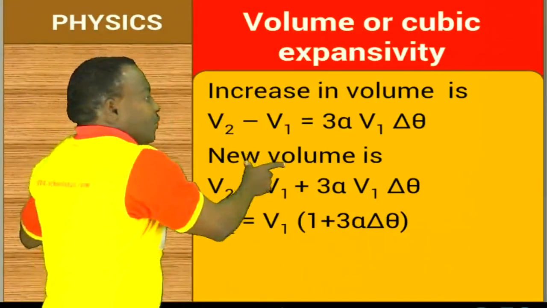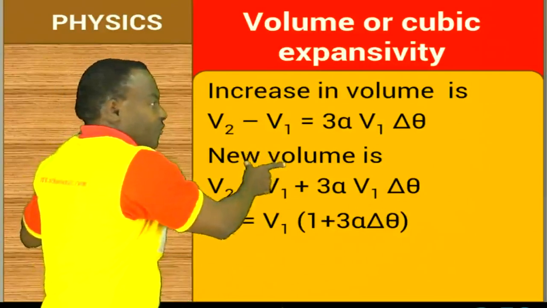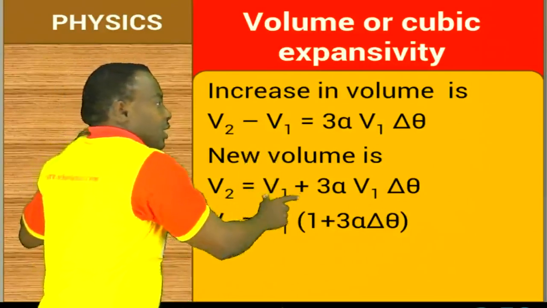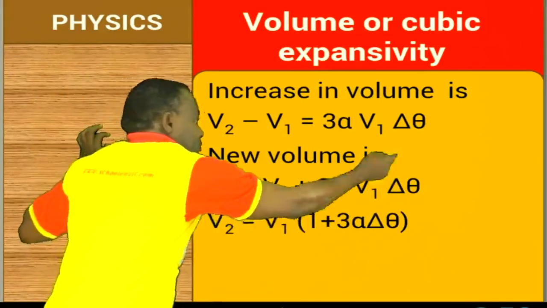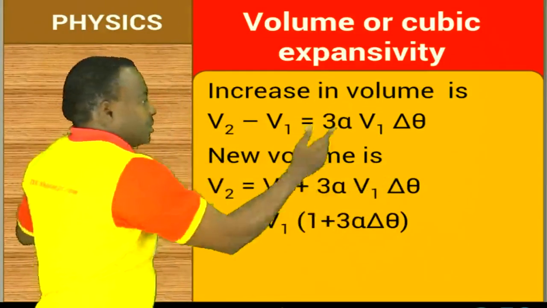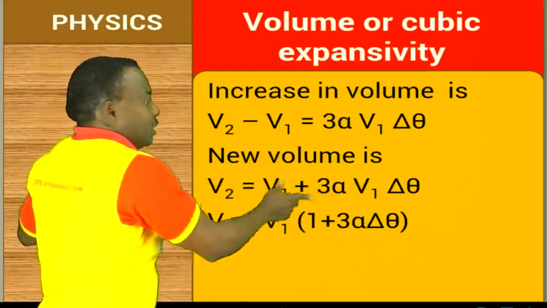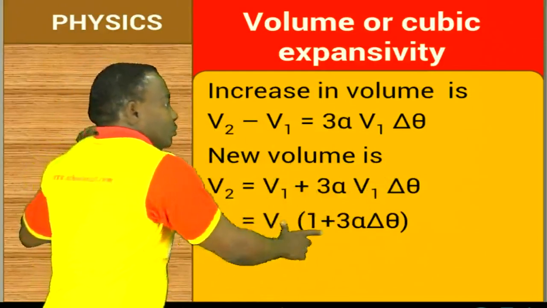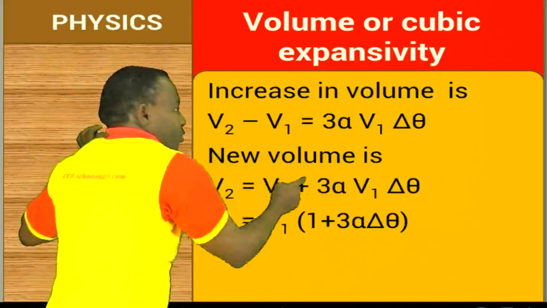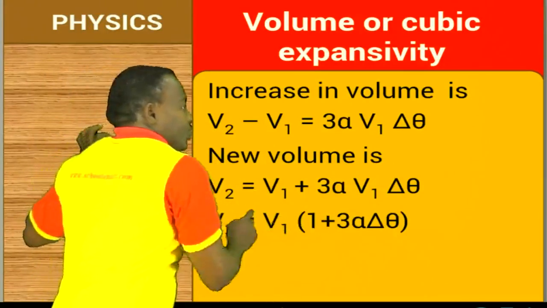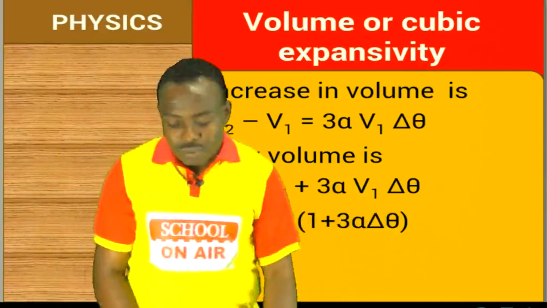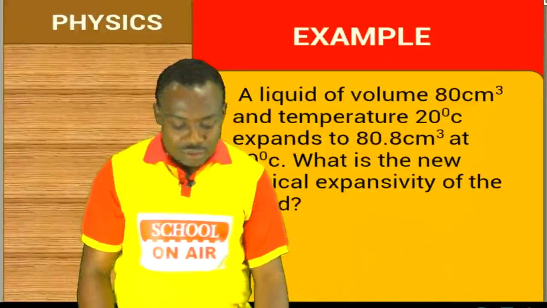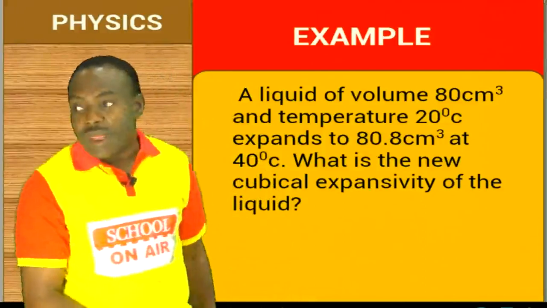New volume, if it is the new volume you are looking for, the new volume V2 is initial volume plus 3 alpha V1 times change in temperature. Then, by the time you work this one mathematically, you factorize, V2 gives you V1 into bracket 1 plus 3 alpha times delta theta. Having said that, let us see one example before we leave.